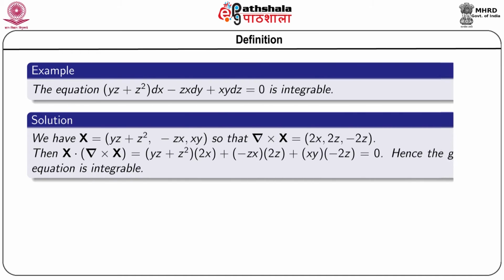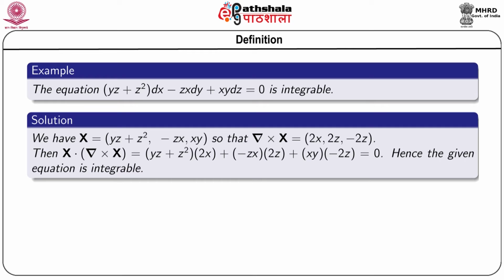Now, we want to apply this theorem to prove the solvability of a given Pfaffian differential equation. The equation is given in this form: (yz plus z square) dx minus zx dy plus xy dz equals 0. We have to prove that this equation is integrable.